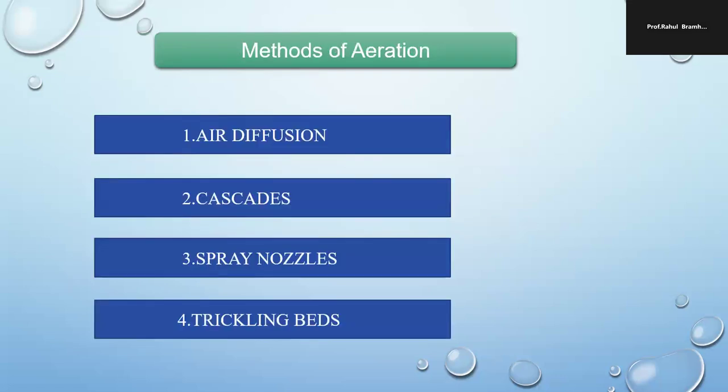Then next is methods of aeration. Methods of aeration have some types. The first one is the air diffusion method, the second is the cascade method, the third is the spray nozzle, and the fourth is trickling beds. So these are the four methods of aeration.